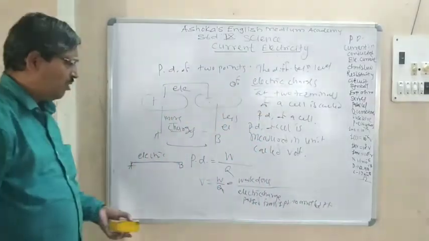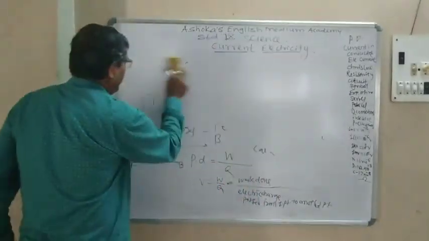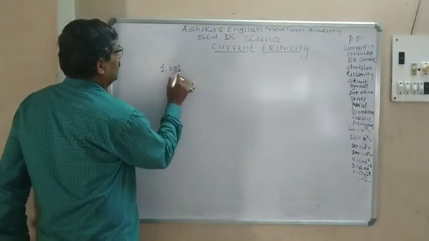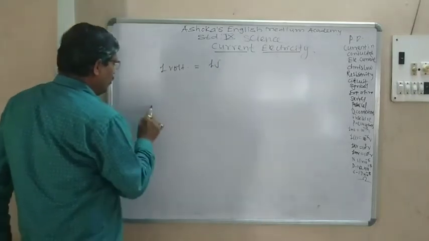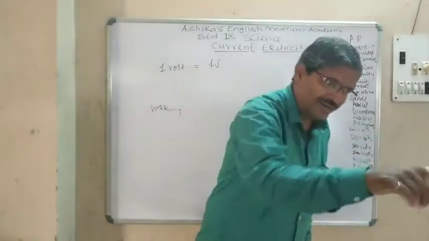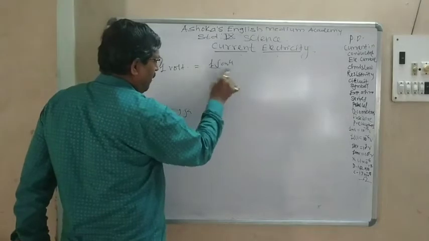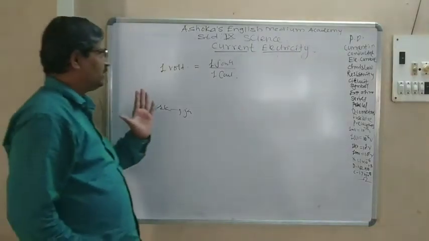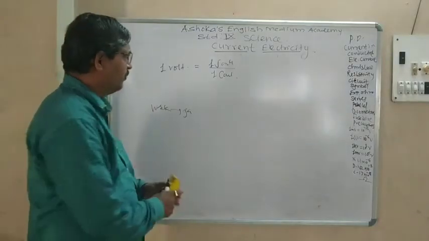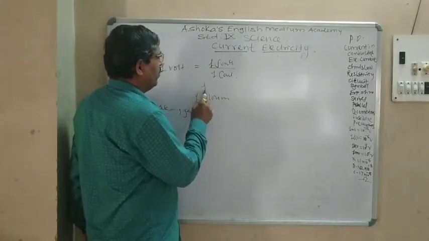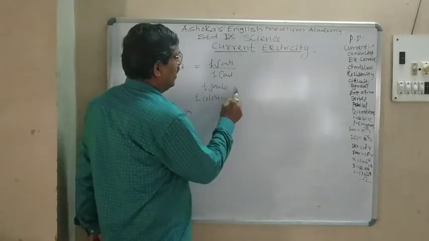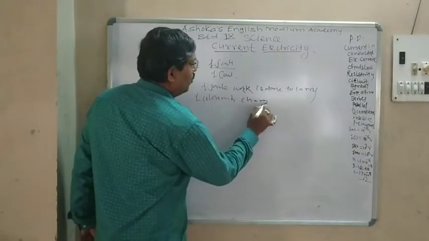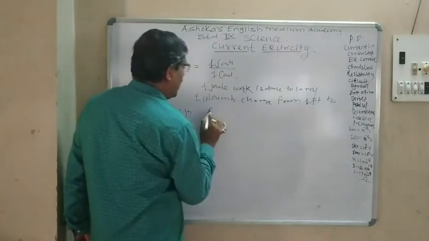Understand? Now we will see what is meant by 1 volt. The next point is what is meant by 1 volt. The definition is more important. 1 volt means 1 joule of work. You know, work is measured in joule; the unit of work done is joule. So 1 joule upon 1 coulomb. You can make the definition from this formula also. When 1 joule of work is done to carry 1 coulomb of charge from one point to another point.